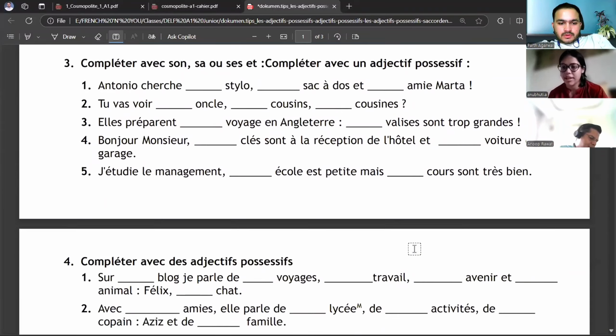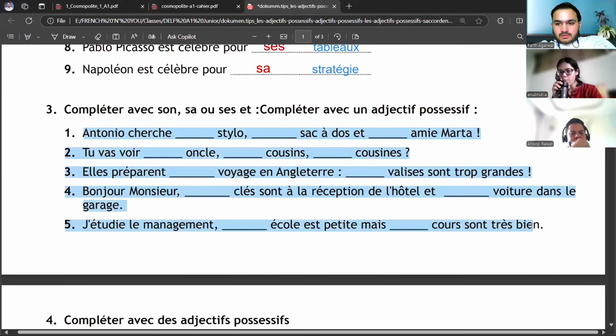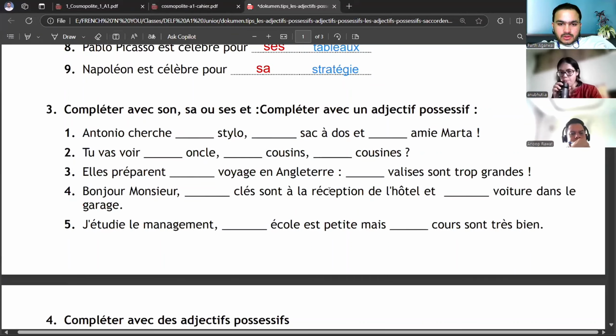Now we will move forward with the next one. Third question. Complétez avec son, sa or ses, et complétez avec un adjectif. So basically, it depends. Don't restrict yourself to sa or ses. You can fit in whatever possessive adjective you think suitable in the blank. In case you don't know any particular word, let me know. So let's do the first one. I'll do the first one with you.